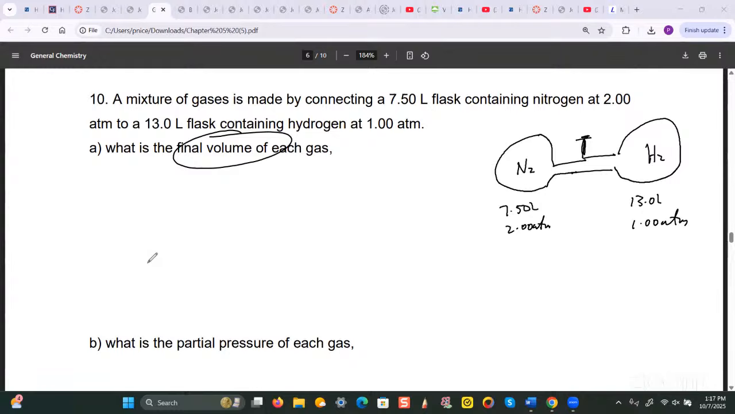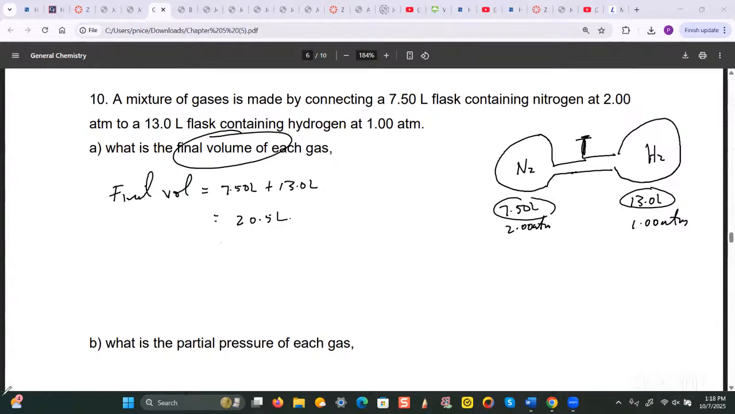After both gases fill the entire apparatus. Okay, and you got that by doing what? Exactly, you add the 7.50 liters to the 13.0 liters, so the final volume would be 7.50 liters plus 13.0 liters, and that would give you 20.5 liters, all right? So that's the final volume upon mixing.